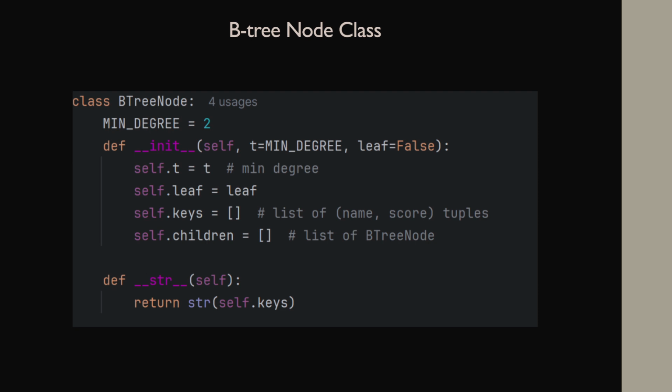For __init__, we have self.t equals t, so that just stores the minimum degree t for the node, and then we have a boolean flag for our leaf parameter, and it would be true if the node is a leaf node, so it would have no children. That's just important for insertion, because if the node is a leaf, then we would just insert it into the keys. And then self.keys is a list of the name-score tuples, and self.children is a list of the children objects of the node, and then we have our __str__ method.